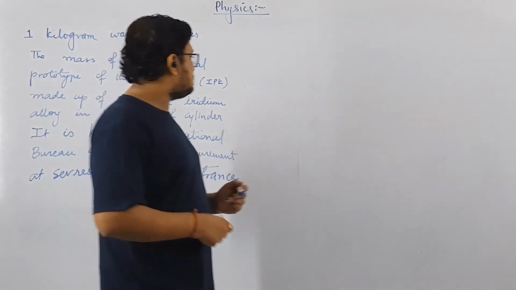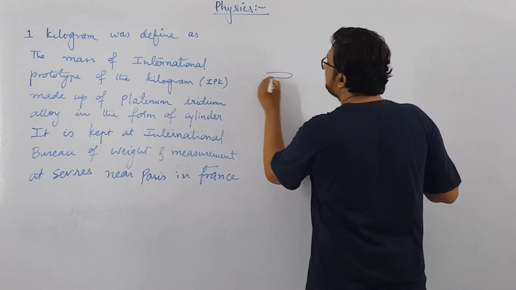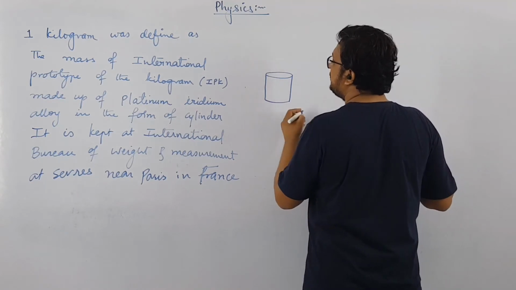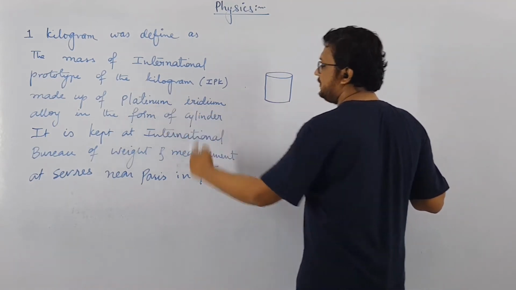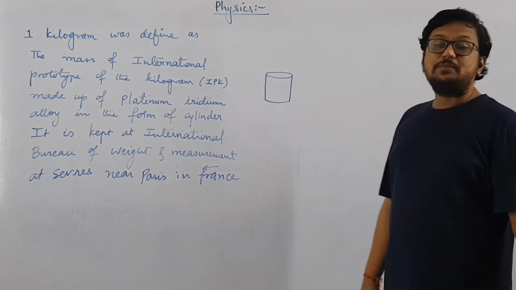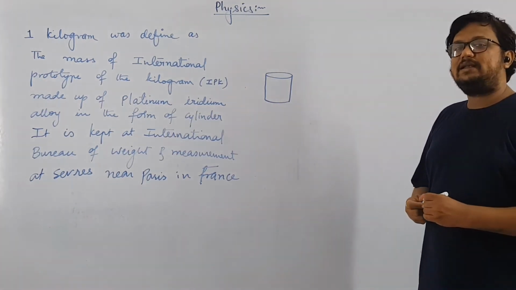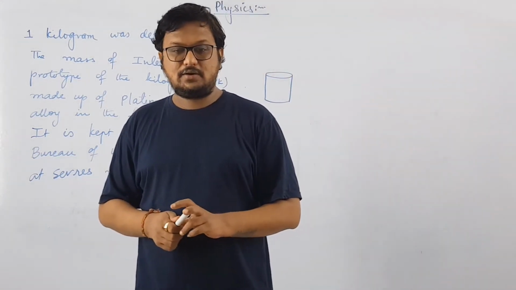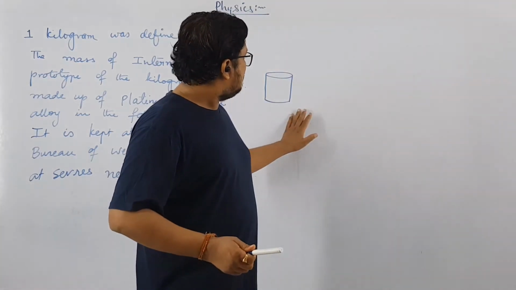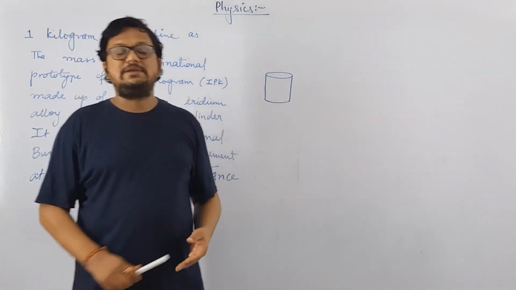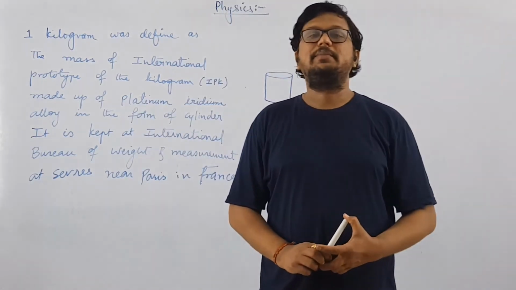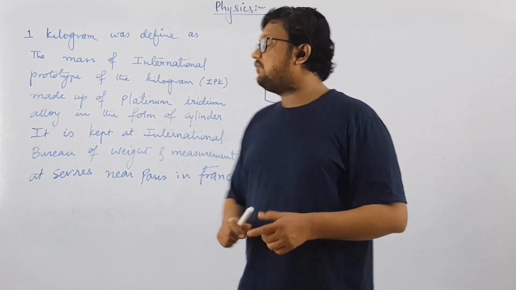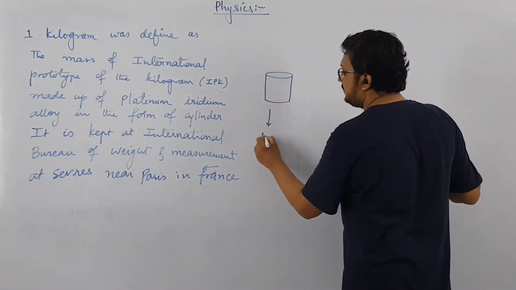So that prototype, which is made in the form of a cylinder, is a cylindrical alloy made up of platinum iridium, and it is kept at Sèvres near Paris in France. And it was defined that the mass of this cylinder is 1 kilogram. So we have defined 1 kilogram as the mass of some alloy, which is made up of platinum iridium. Now here we have some problem. From the time when IPK was defined till date, the mass of this cylinder has decreased by 50 microgram.